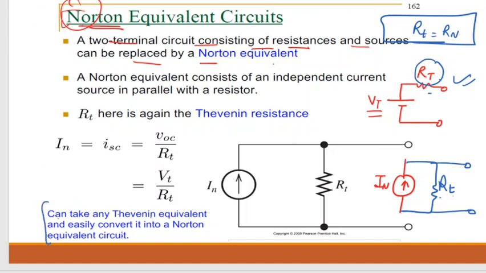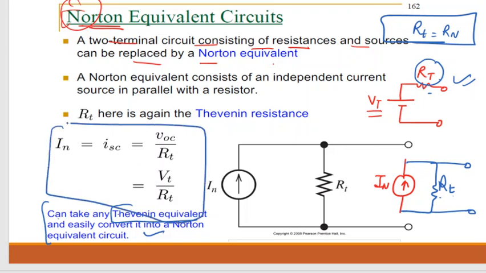Take any Thevenin equivalent Norton. We need to calculate this. IN is how, by RT. Got it?